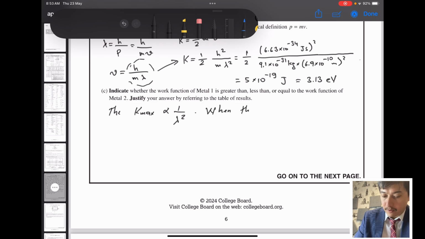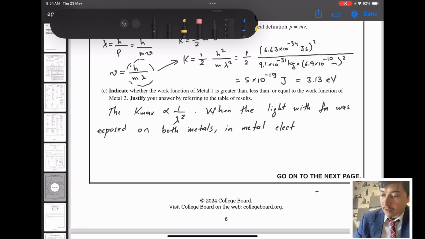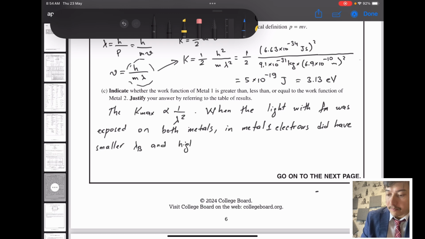When the light with Fa was exposed on both metals, in metal 1, electrons did have smaller de Broglie wavelengths and higher maximum kinetic energy.